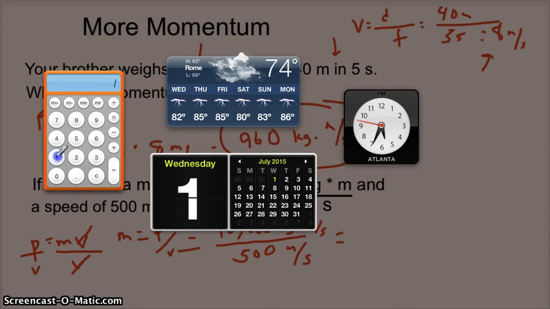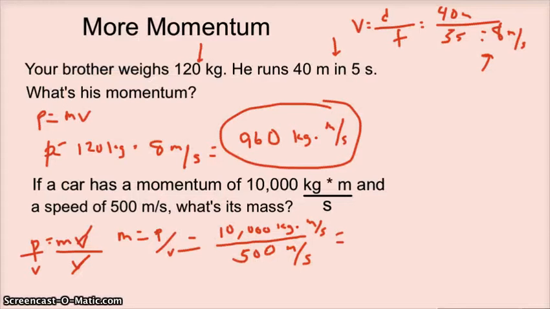Oh, I hit the wrong thing. I had to hit C. Maybe I'll get it right this time. 10,000 divided by 500 equals, hey, I was right, 20. I should have just put 20 in the first place. But hey, it doesn't hurt to double check your answers. So that would be 20 what? Well, since we're finding mass, we are going to look at kilograms.